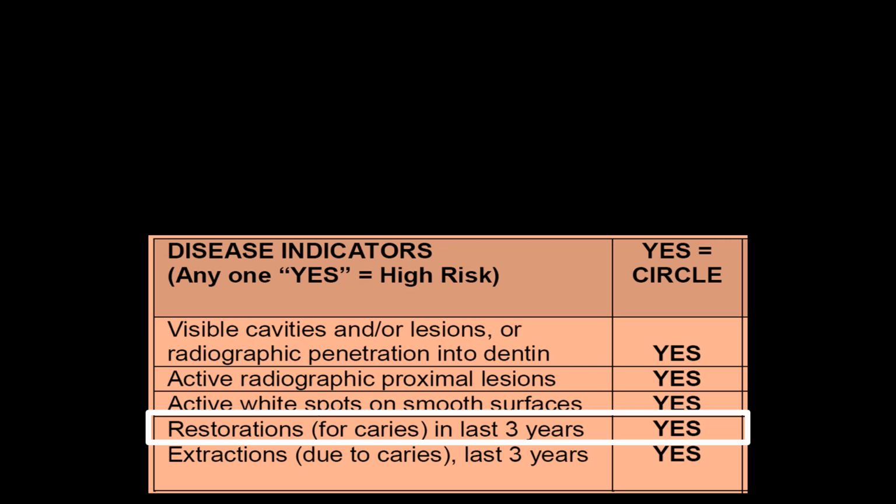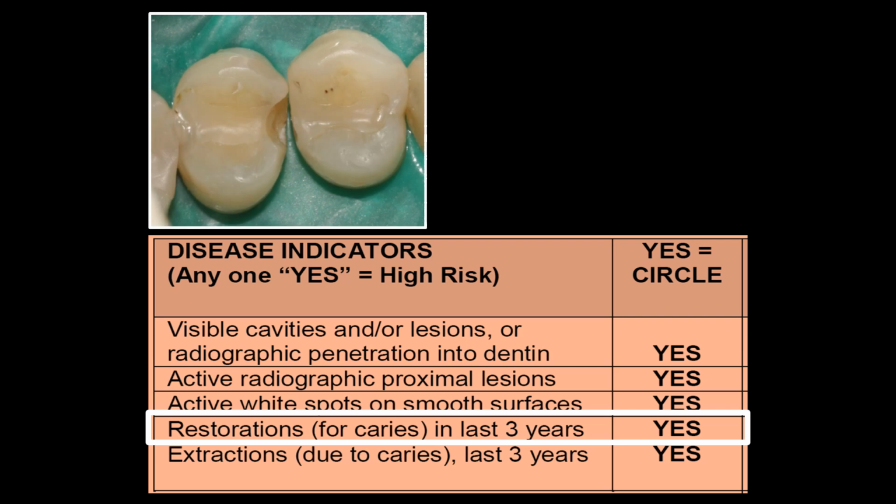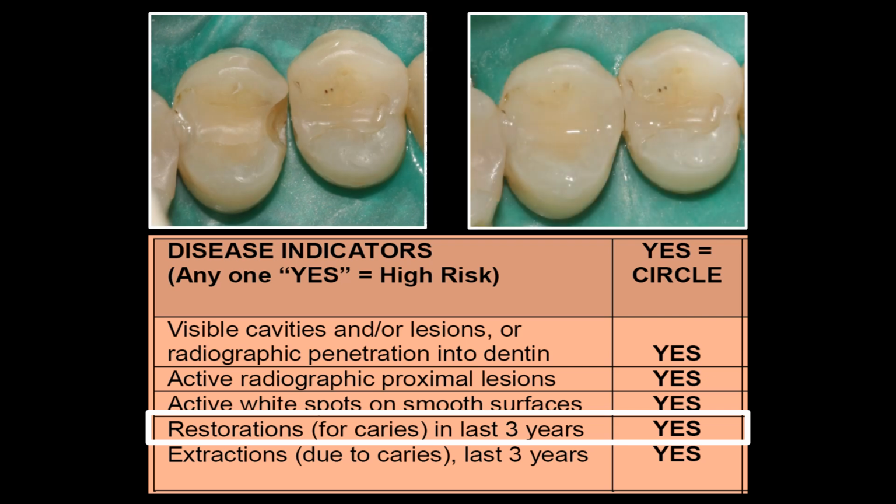Notice this box says for caries. Not all restorations in the past 3 years would place the patient at high risk. Only restorations for caries would place the patient at high risk. Here's a patient I treated. She lost part of her composite restoration, so I repaired it with more composite. This restoration was not placed for caries. There was no caries lesion on this tooth.